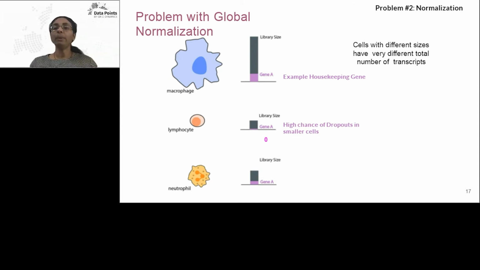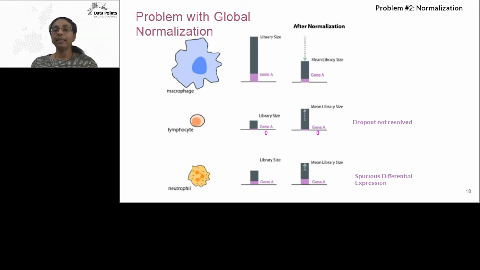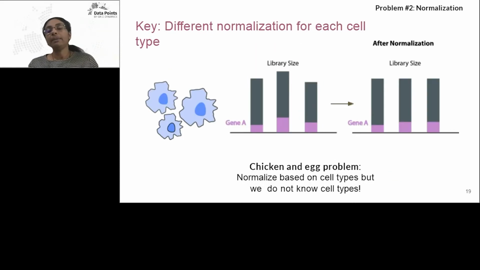So once you do a global normalization, you actually change the library size variation in these different cell types. But you can see that the dropout isn't resolved. And sometimes you have spurious expression that comes in. So these are all leading to biased results if you use them. One of the key ideas we had for this kit was to use a different normalization for each cell type in such a way that after you normalize them, you get the library size the same. Like if you look at the upper bar, they're all the same, but now these are cell type specific.